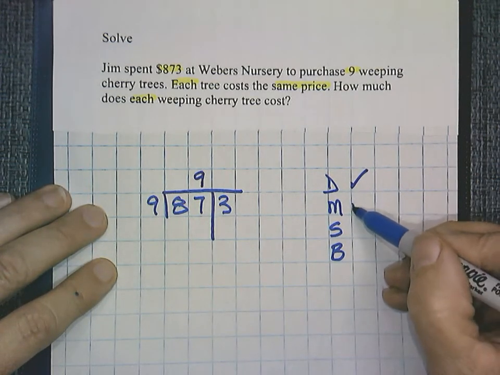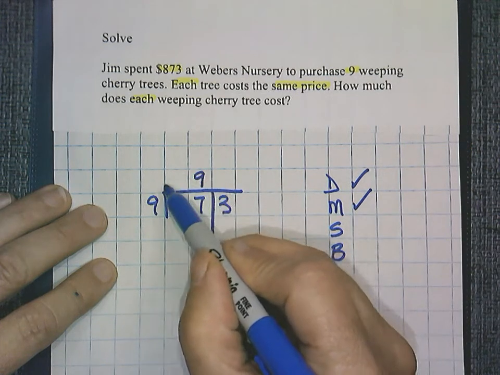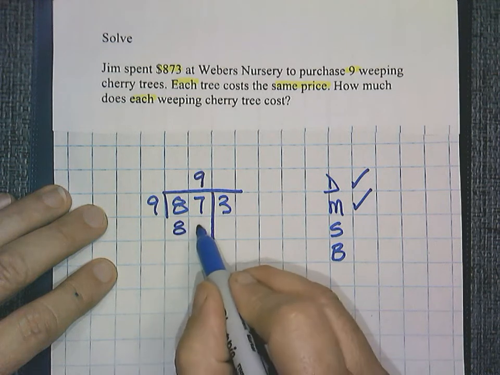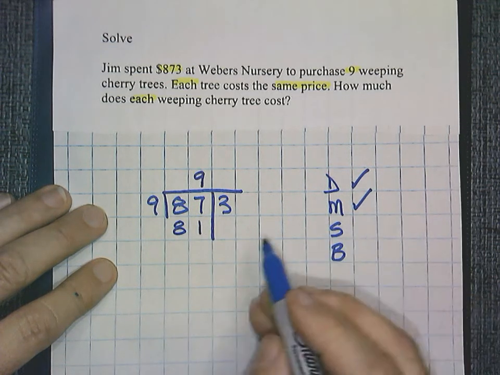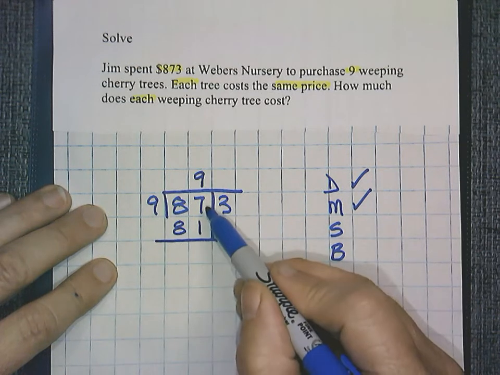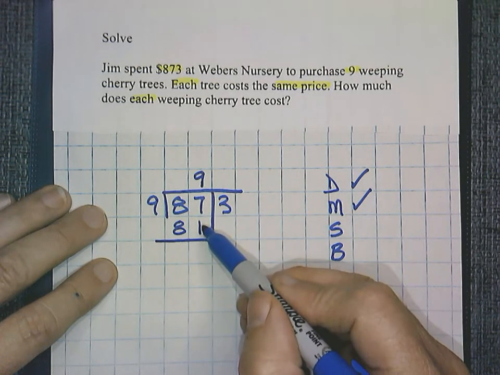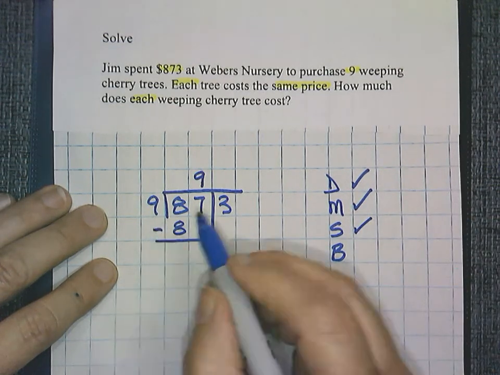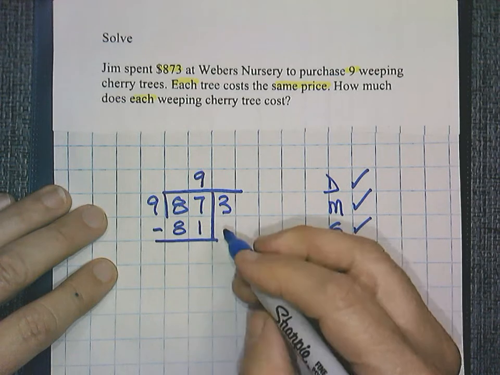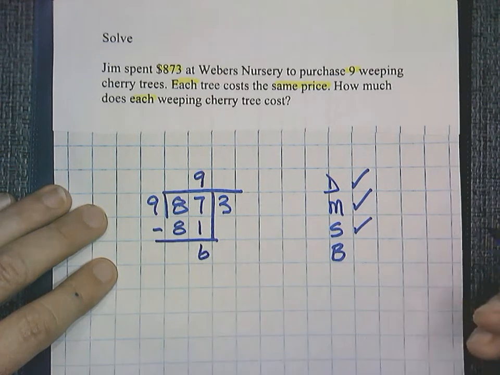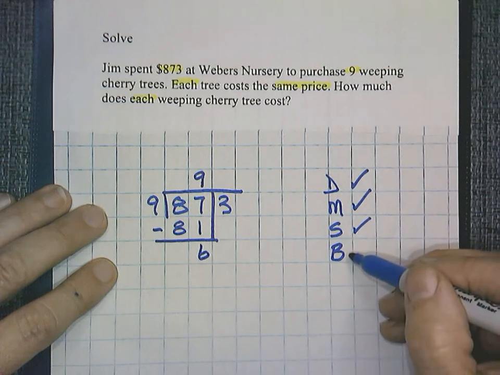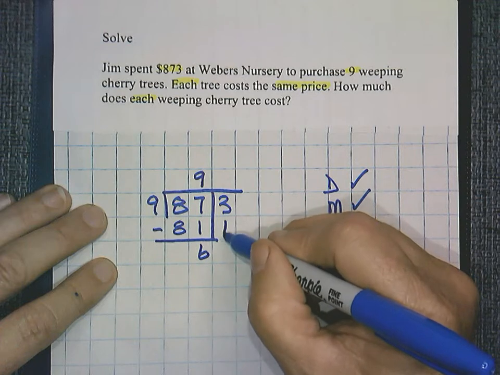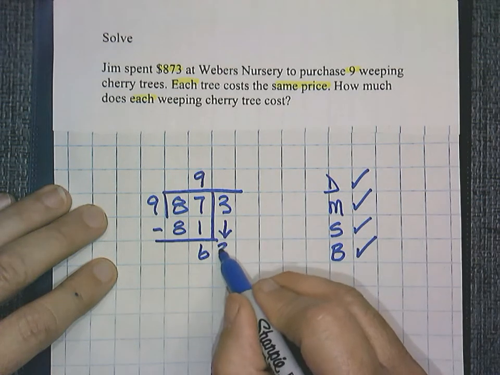Next, we're going to multiply. 9 times 9 is 81. We didn't make it to 87. We got pretty close. And to figure out how close is our next step, we're going to subtract to find the difference. 7 minus 1 is 6. And that leaves us with the step for B, which is to bring down. We have the 3. We're going to bring that 3 down, rewrite it.